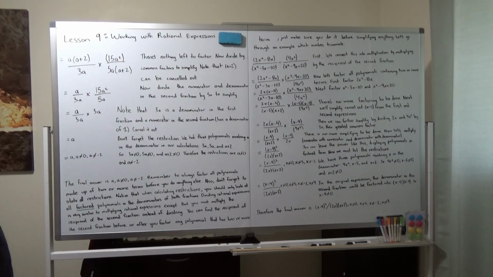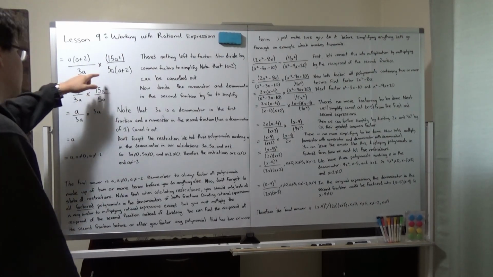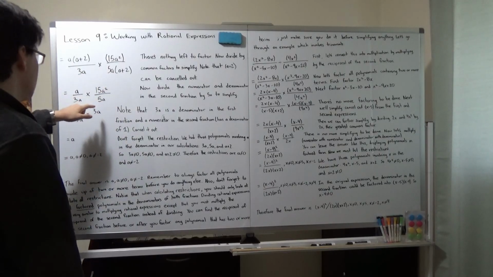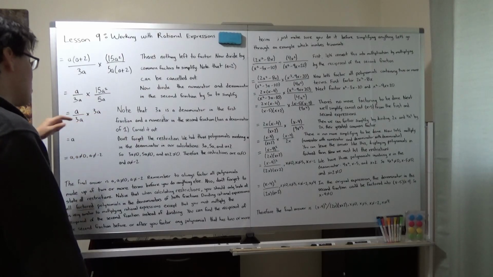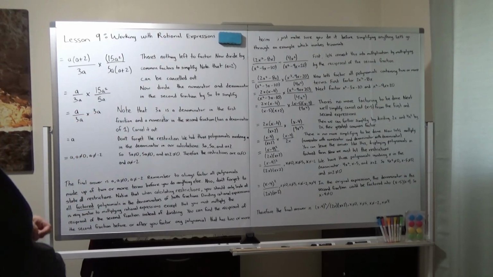Notice that when calculating restrictions, you should only look at all factored polynomials in the denominators of both fractions. And you should look at all the denominators when calculating restrictions. See, we looked at all the denominators here. We looked at this denominator, this denominator, this denominator, this denominator, this denominator, this denominator. So we looked at all denominators.